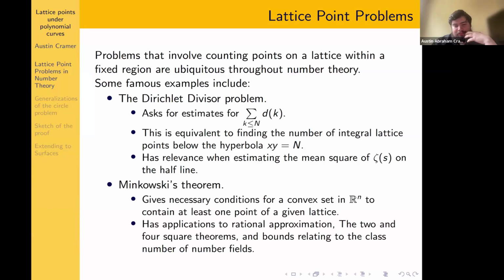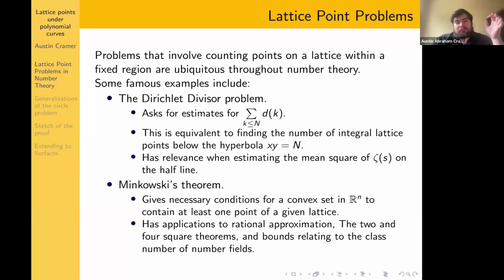Another famous lattice point theorem with number theory implications is Minkowski's theorem, which gives us some necessary conditions for a convex set in R^n to contain at least one point of a lattice. This has uses for all sorts of things, whether it be rational approximation, the two and four square theorems, or if you're trying to bound the class number of a number field, a classical bound to get there.